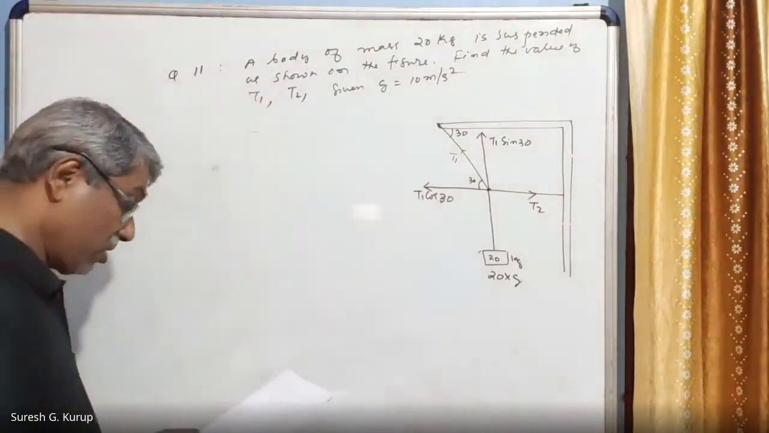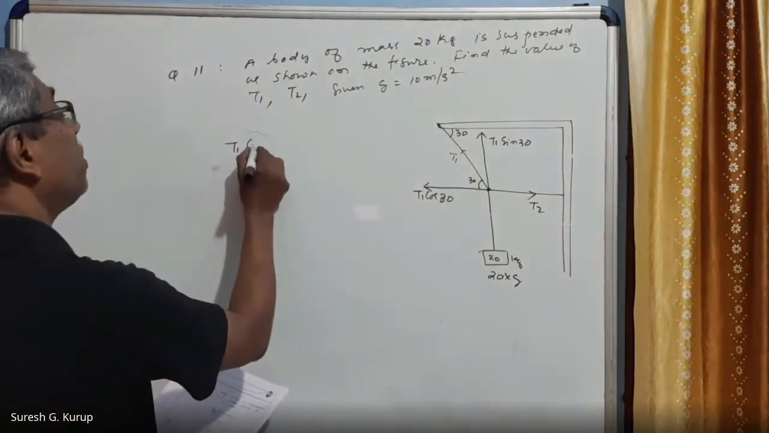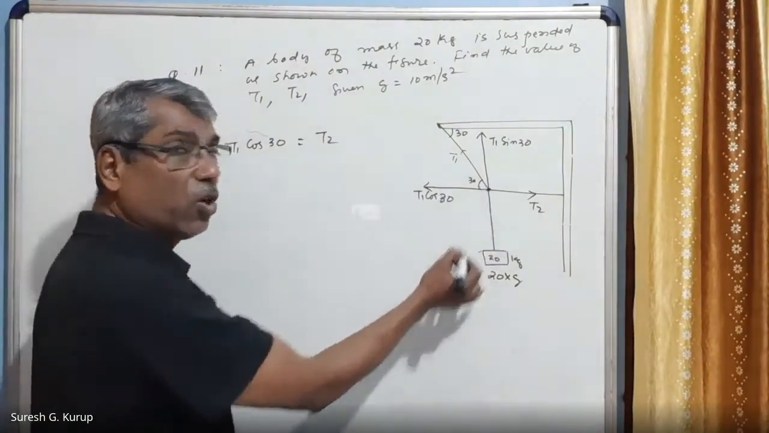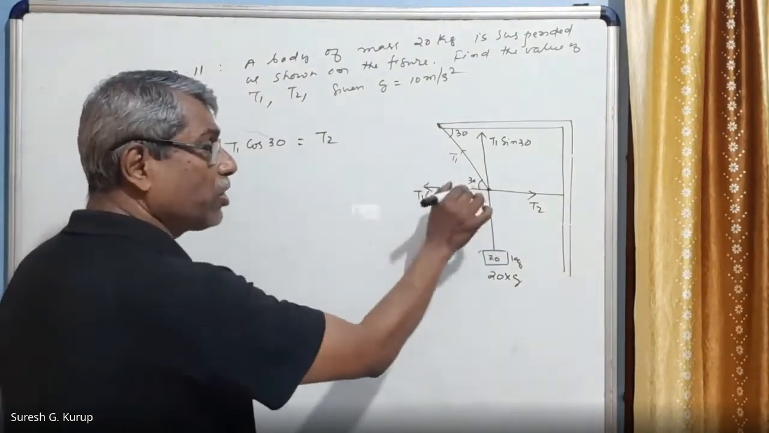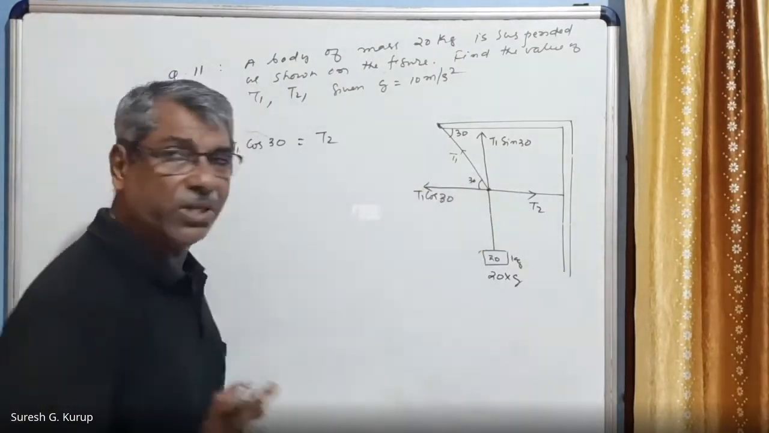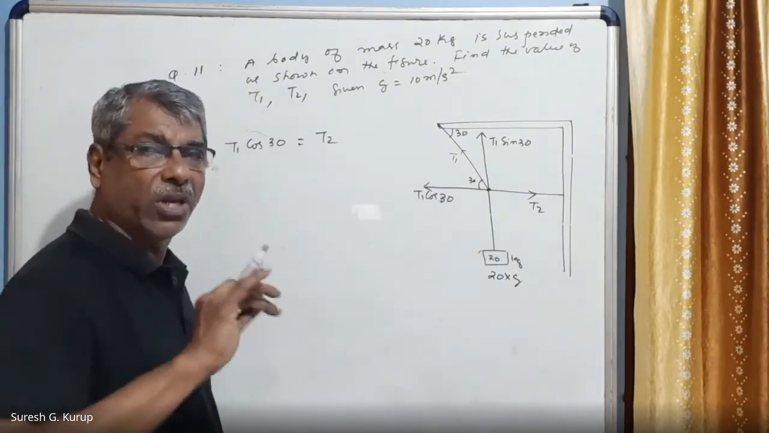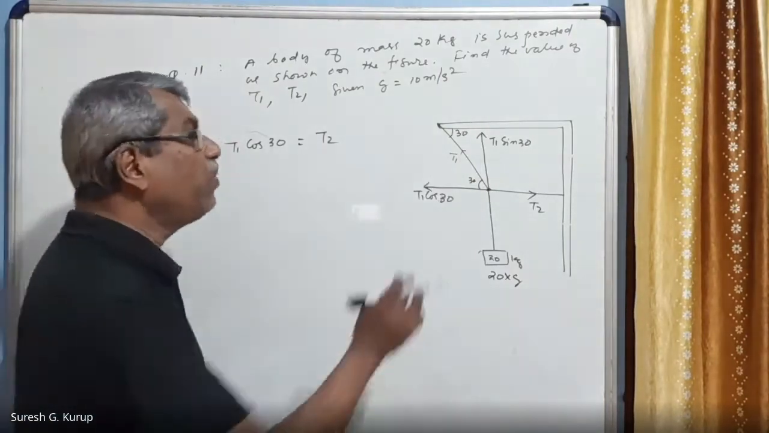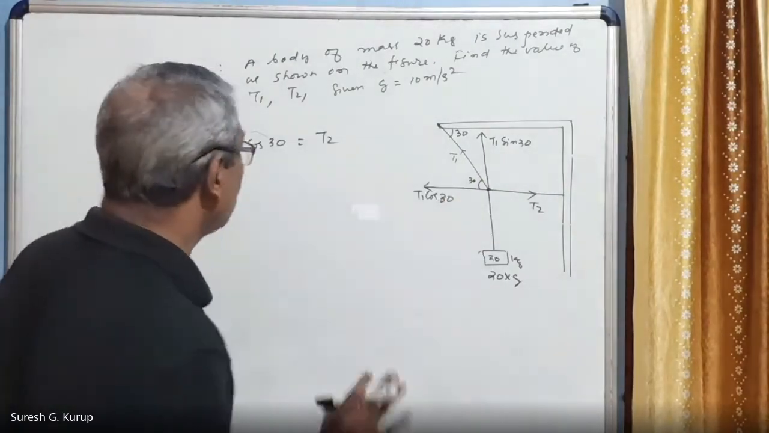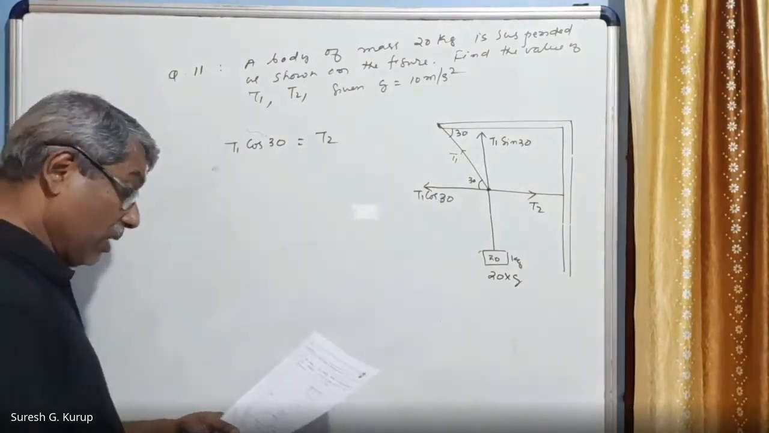So we can write T1 cos 30 is equal to T2 first. Why? Because this point is in equilibrium. This point is not moving along this direction, not moving along the other direction, the direction of T2. When two forces are acting at a point and the point is in equilibrium, then we can equate these two forces: equal in magnitude but opposite in direction. Magnitude I am writing, right? Am I correct?